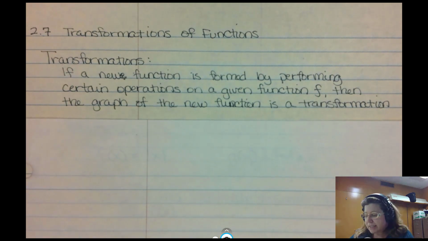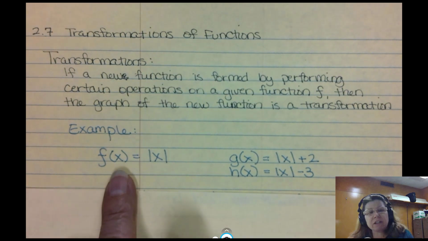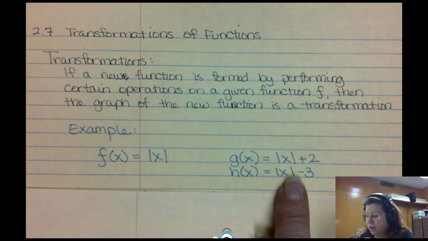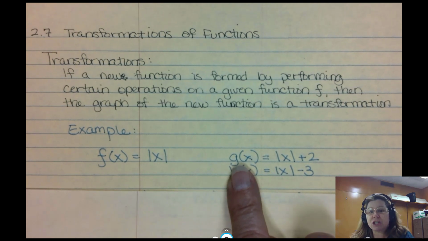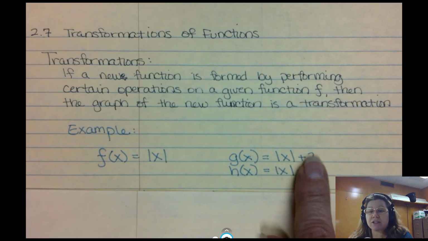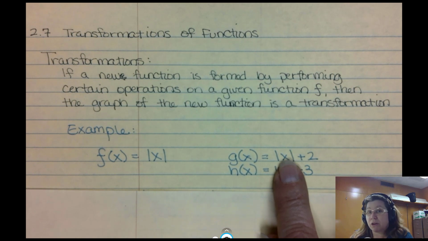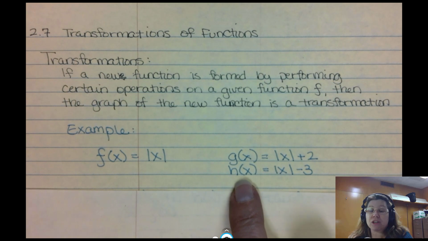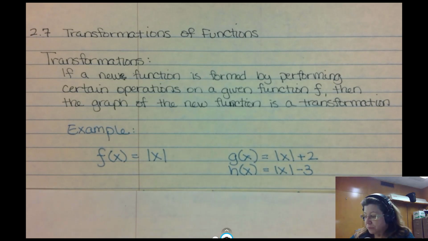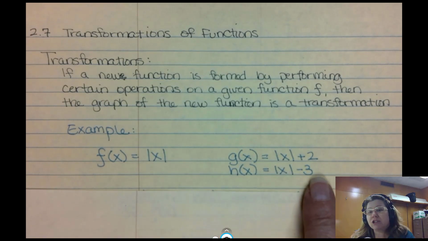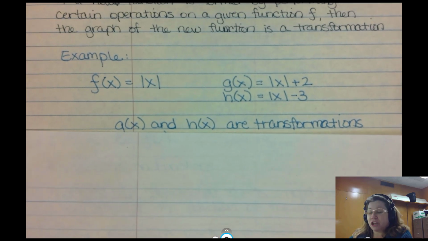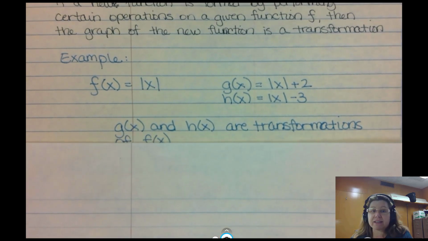So let me show you an example of what a transformation looks like. We have the function f of x equals the absolute value of x. If we decide to add 2 to this function, so we have a new function g of x such that it equals the absolute value of x plus 2, this is a transformation. That plus 2 transforms the original absolute value of x. Likewise, if we have something like h of x equals the absolute value of x minus 3, again, that's a transformation. We are changing our original type of graph just by manipulating it a little bit. So both g of x and h of x are transformations of f of x.